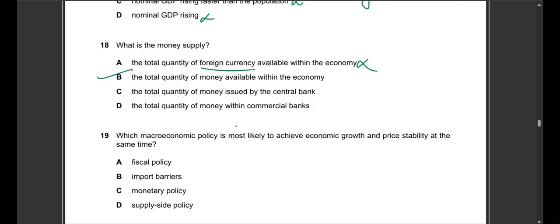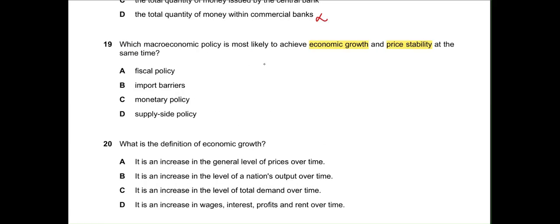Which macroeconomic policy is most likely to achieve economic growth and price stability at the same time? The options are fiscal policy, import barriers, monetary policy, and supply side policy. Class, one thing you should understand: normally, if an economy wants economic growth, inflation will increase, meaning prices will not be stable. But here the question is that both happen: economic growth is happening and prices are stable, meaning inflation is not happening.